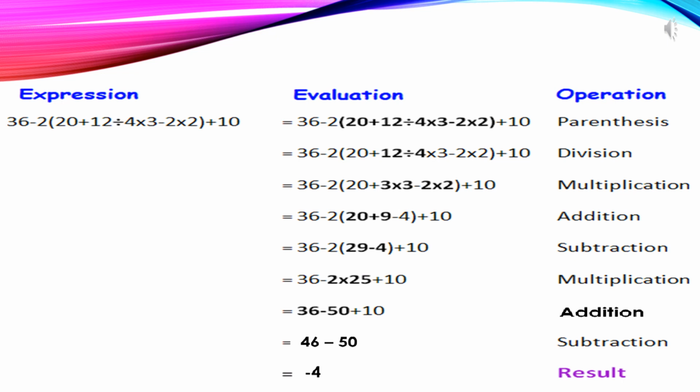Here, three terms. Two terms are positive and one term is negative. Positive terms are 36 and 10, so we will add these terms. After addition, we will get 46 and minus 50. Now we will do the subtraction. 46 minus 50 equals minus 4. It is our answer.